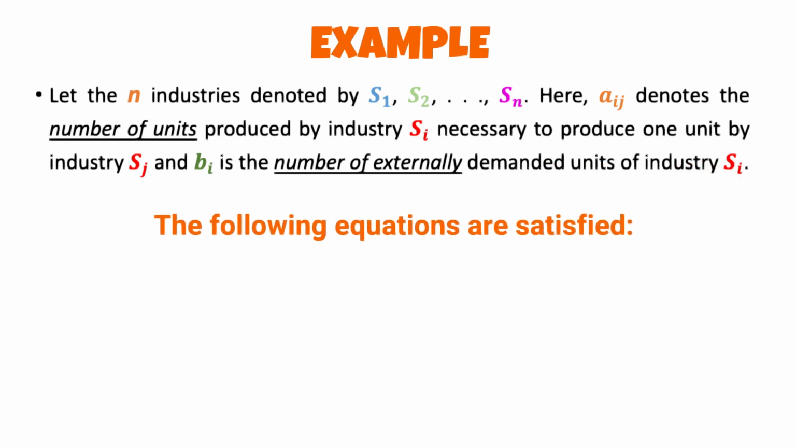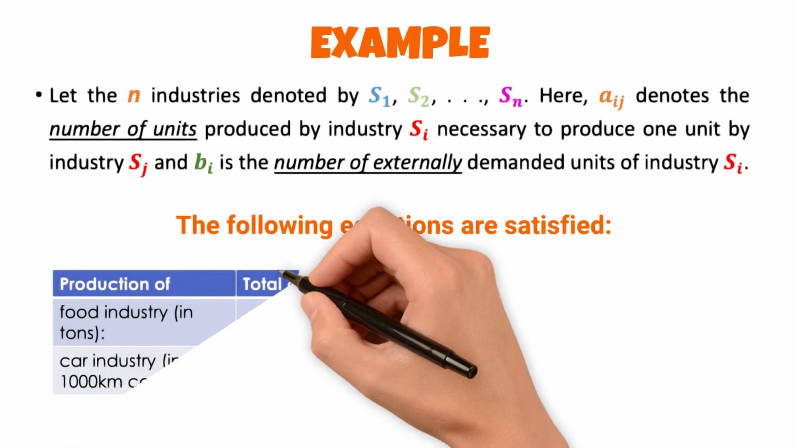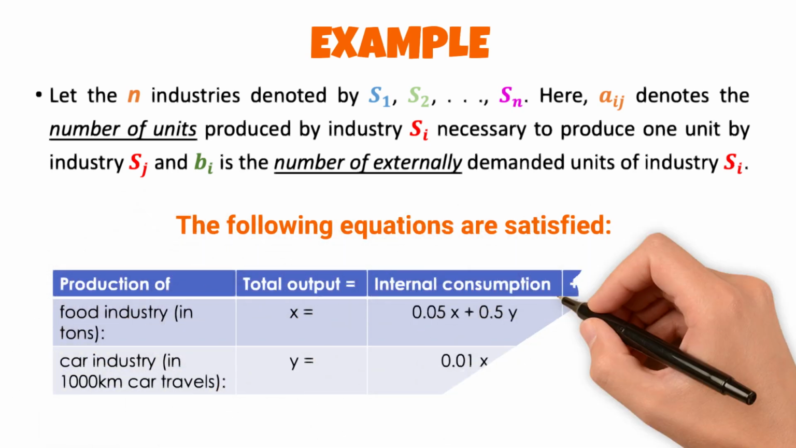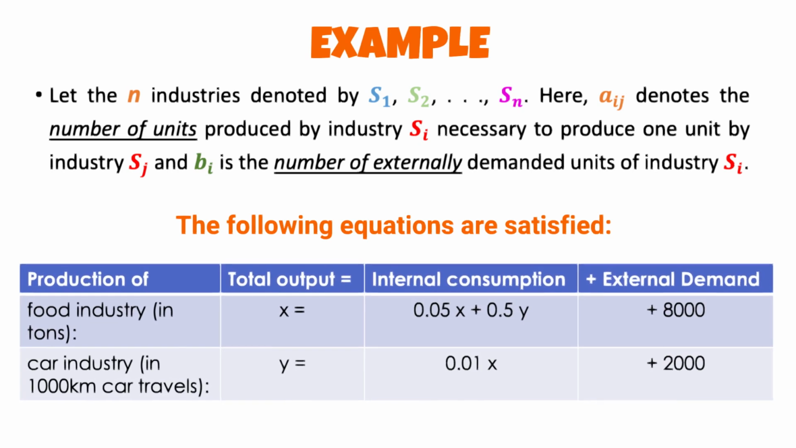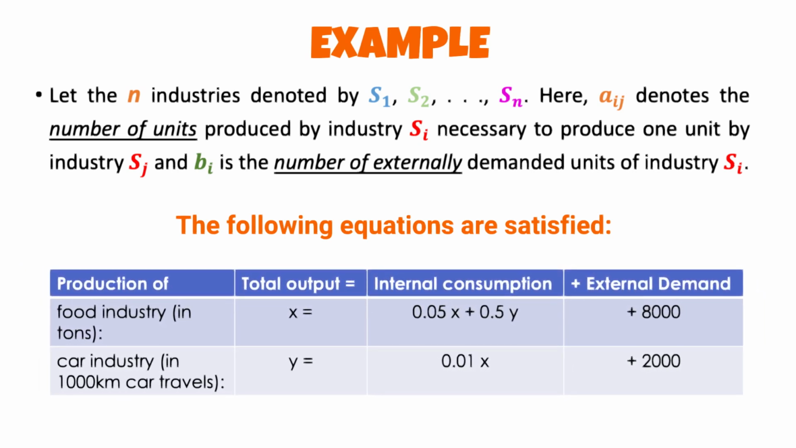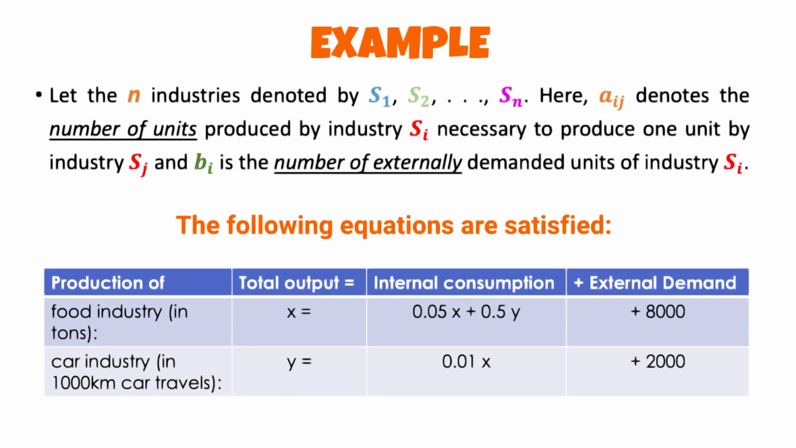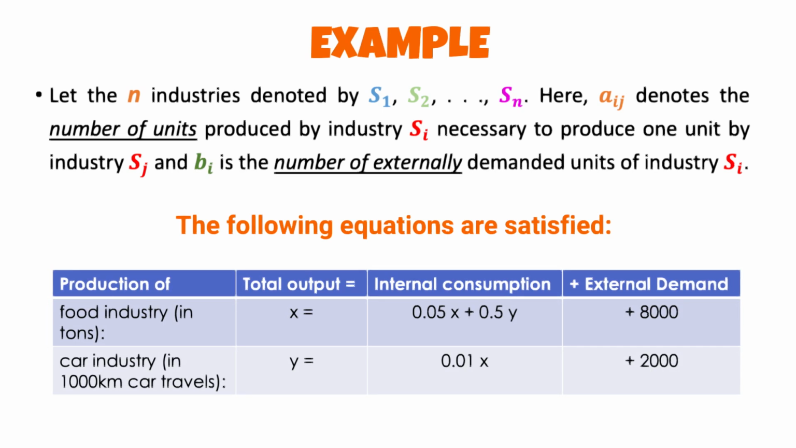The production of the food industry is in tons and the car industry in 1,000-kilometer car travels. The total output equals the internal consumption plus the external demand. In this case, the total output is X equals 0.05X plus 0.5Y plus the external demand, which is 8,000. And for the car industry, it is Y equals 0.01X plus the external demand, which is 2,000.